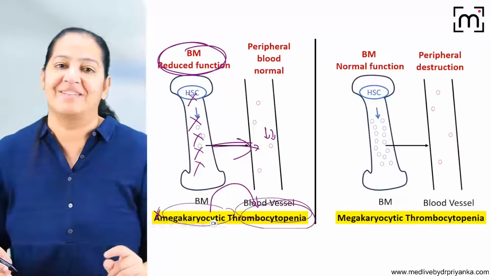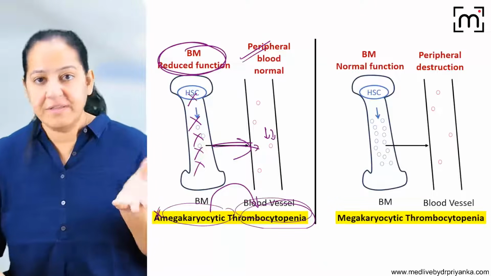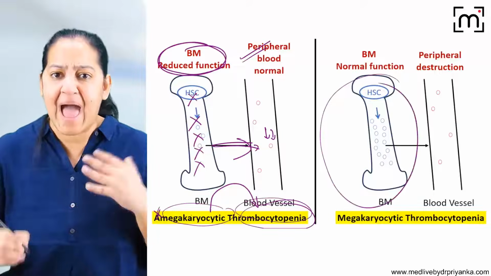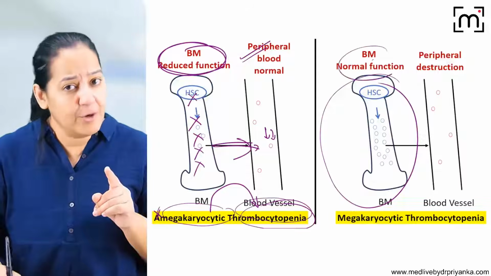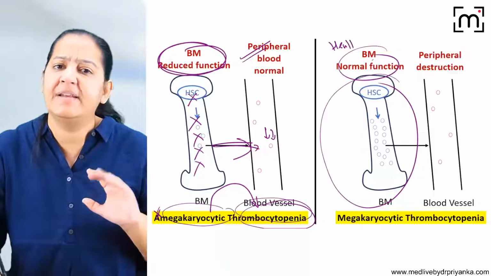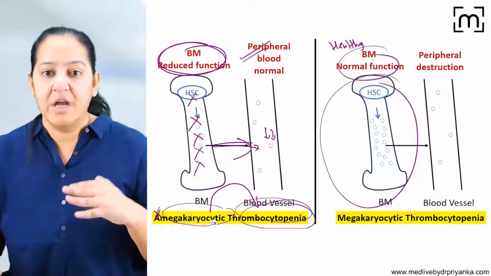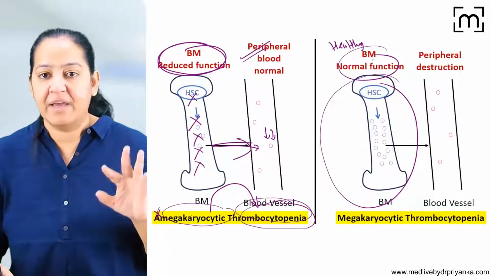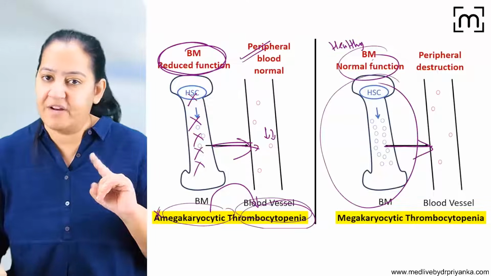On the contrary, see the second type. Here blood is normal. On the contrary, there is no problem in the marrow. Marrow is absolutely healthy, absolutely functional. It has an abundance of megakaryocytes. You say, ma'am, then what is the problem? If megakaryocytes are abundant, platelets will come in the blood.